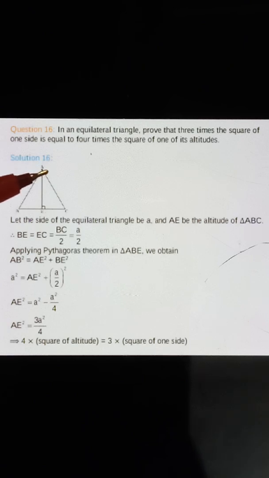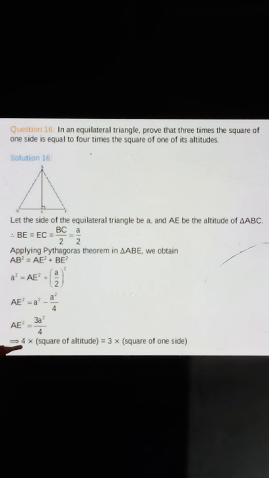We can apply the Pythagoras theorem. So by Pythagoras theorem, your AB square is equal to AE square plus BE square, sorry, right? So AB, that's the side of your triangle, would be A square. AE square is the altitude we had to bring in the proof, so you can write it as AE only. And BE would be half of the side, that means A by 2. Okay, so put that value. So you'll get AE square as A square minus A square by 4. Taking LCM, that becomes 4 minus 1, 3A square by 4.